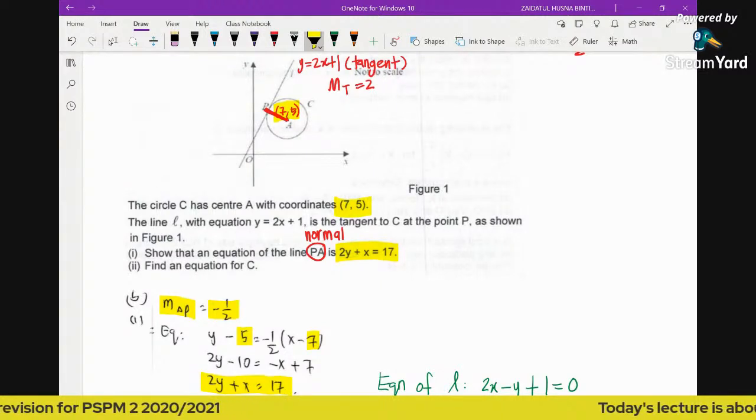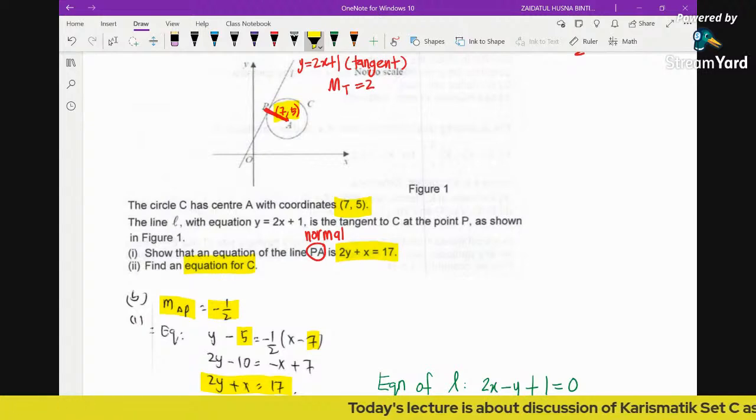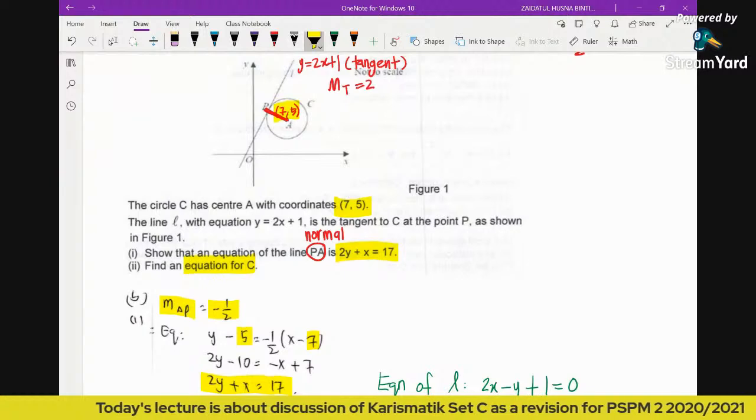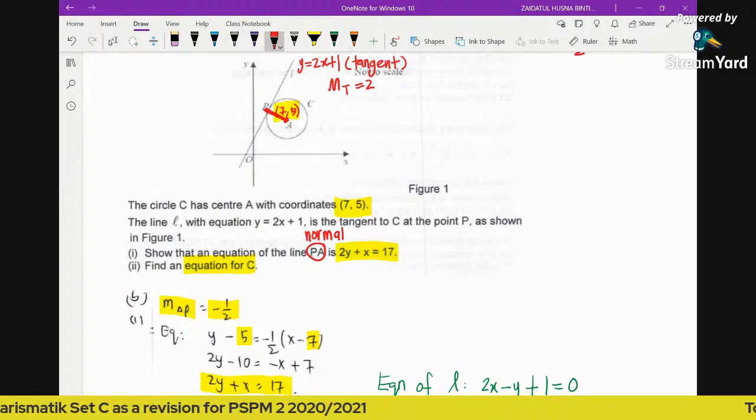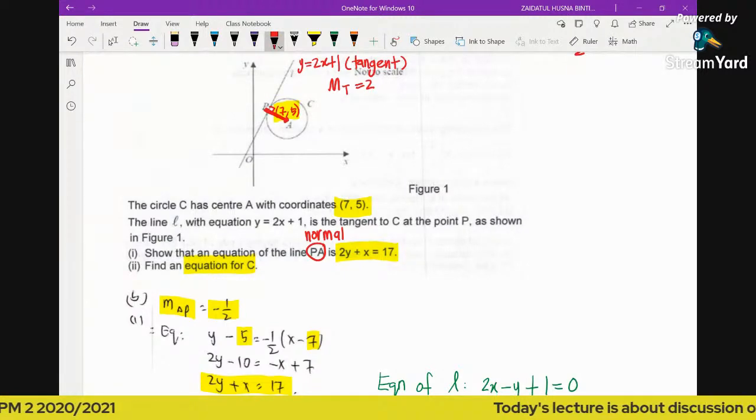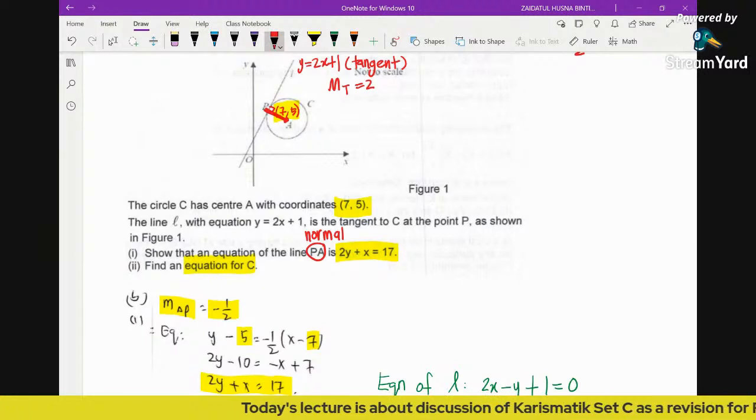Equation of C means equation for the circle. So now we already have the center, but we do not know the radius. You can see that we have this center, which is a point, and this line, which is perpendicular to the normal. So we can obtain the radius by finding the shortest distance from this center to this tangent.